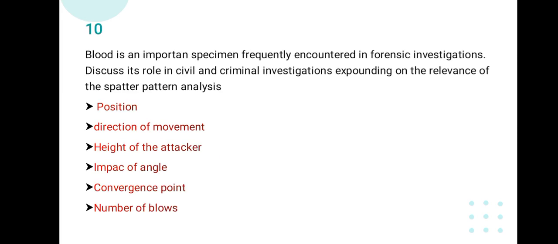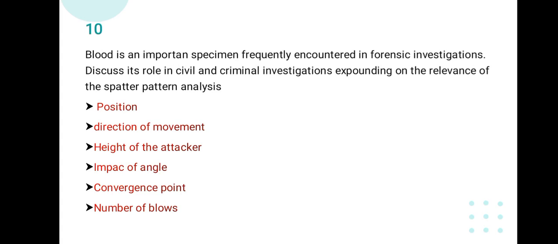On to question 10. Blood is an important specimen frequently encountered in forensic investigations. Discuss its role in civil and criminal investigations, expounding on the relevance of this pattern analysis.